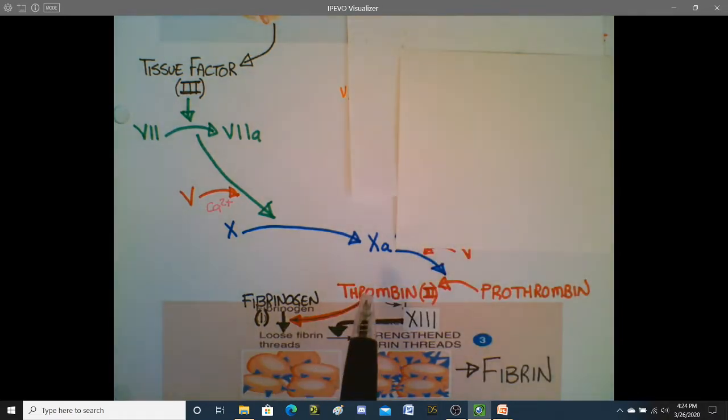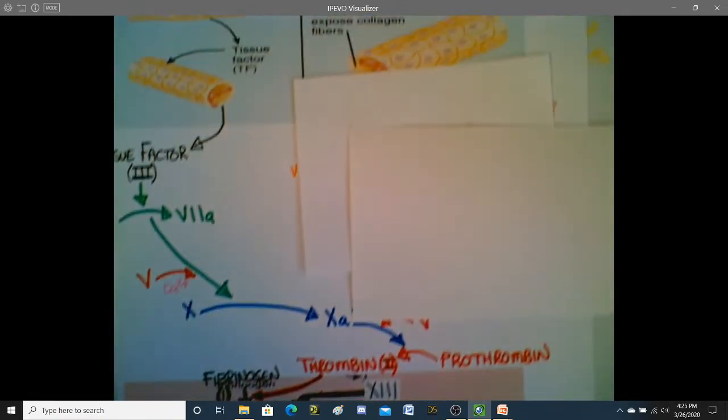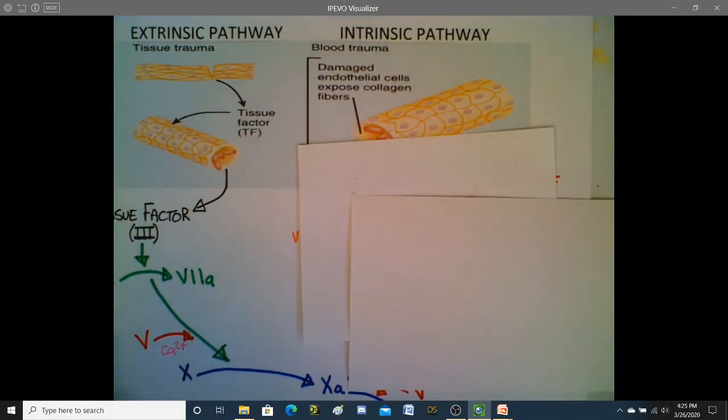Then thrombin, active clotting factor 2, is going to activate clotting factor 1, and this fibrinogen is going to become active fibrin. And the fibrin is your blood clot. All right? This is stabilized by clotting factor 13. So this is a cascade of events. One thing causes another to occur and then another to occur until we make the fibrin.